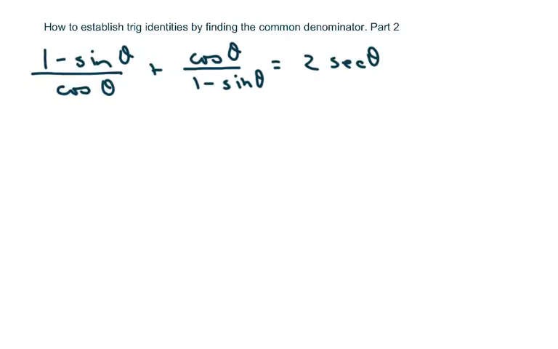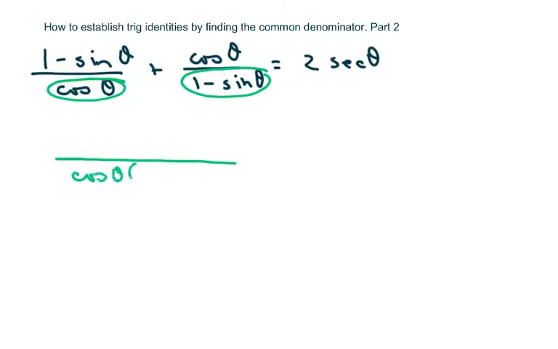Hi everyone, we're going to establish this trig identity by first finding the common denominator. You notice that these denominators here are different, so I'm going to just put them together. Cosine of theta times 1 minus sine of theta, and then like we did in the easier part, you're just going to cross here. It's not really cross, it's just a technique.